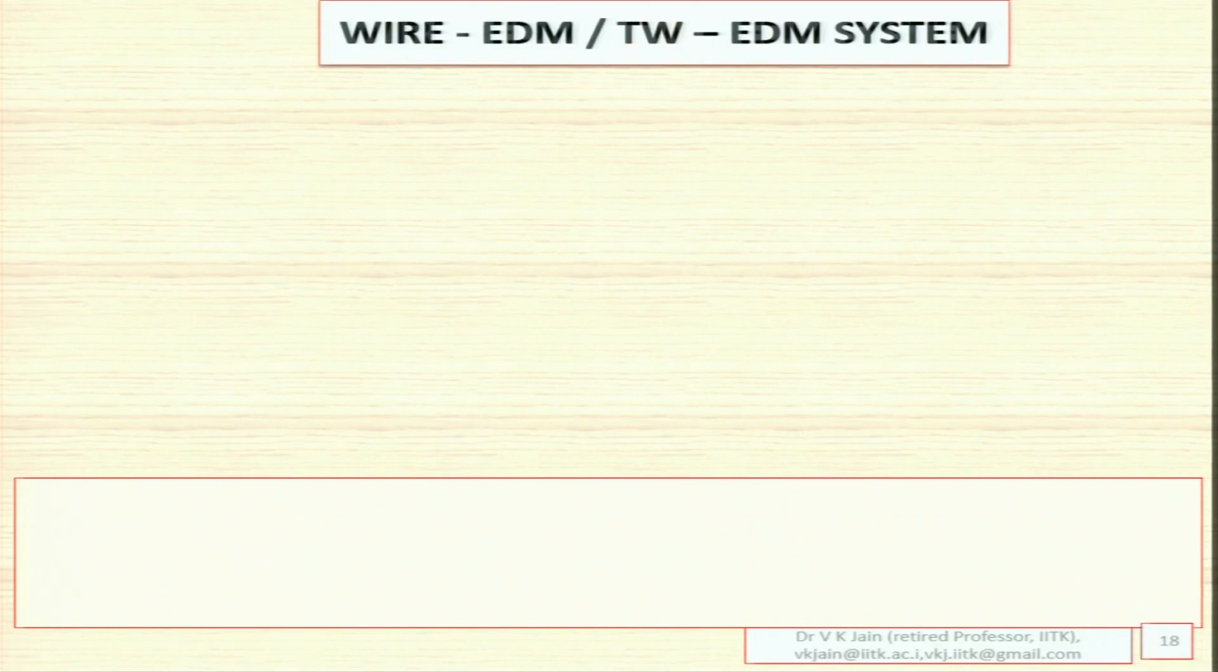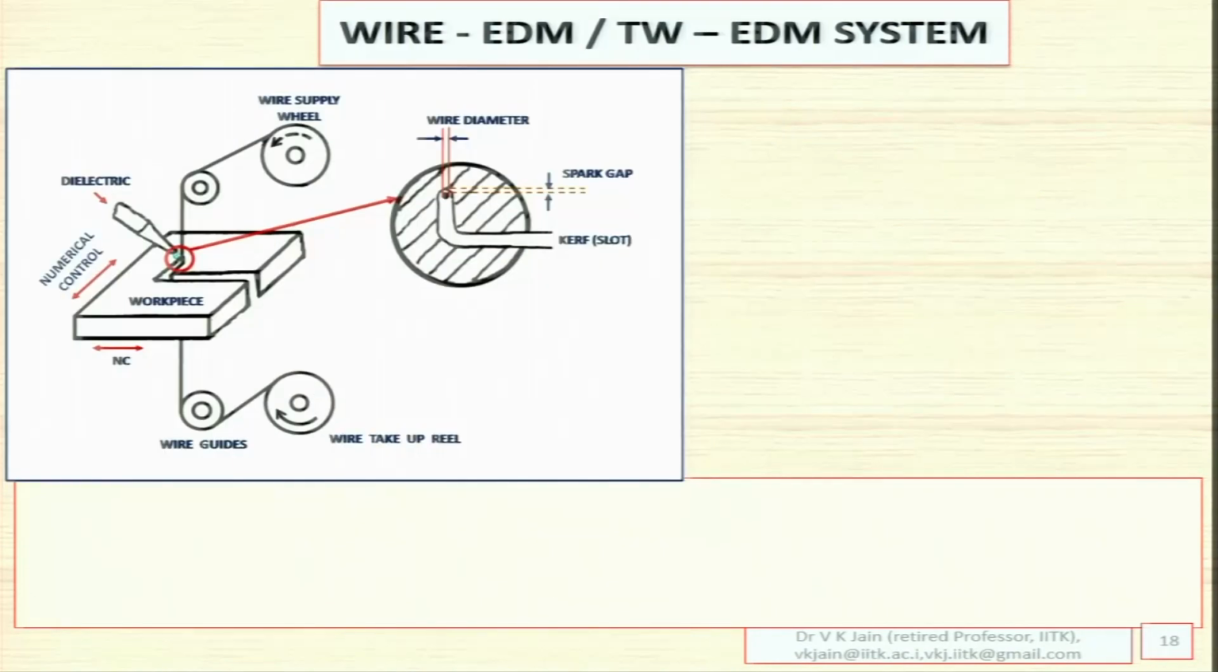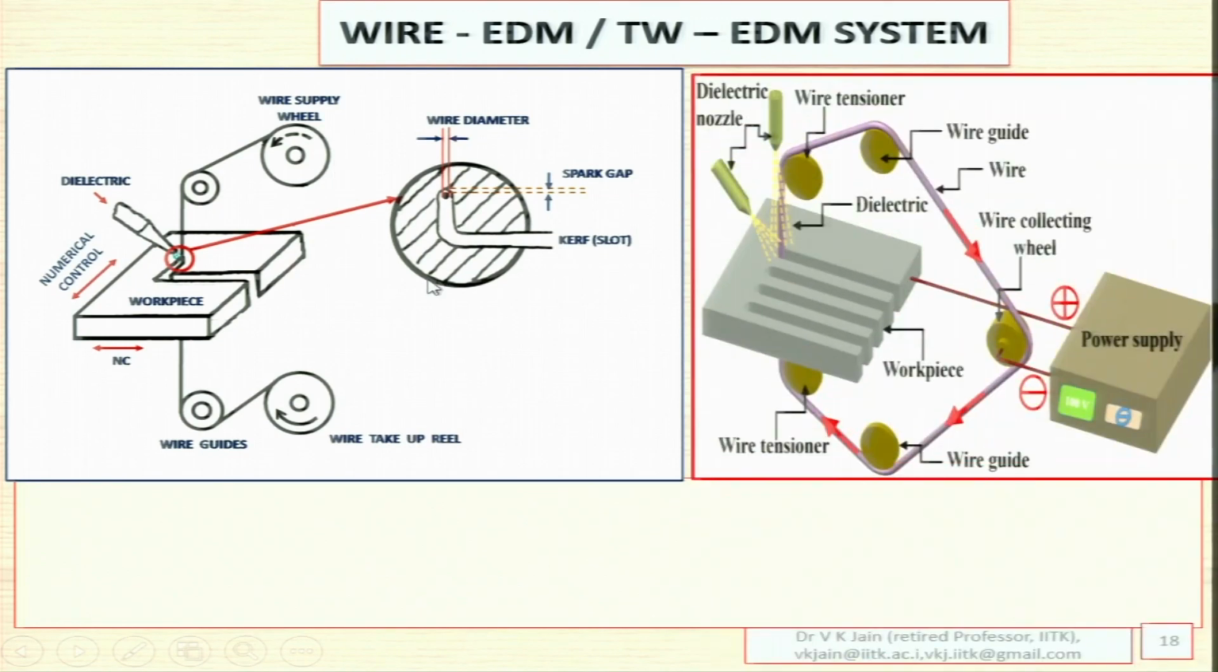Wire EDM, traveling wire EDM system. You can see here something we have already seen. This is the wire take-up reel, wire guides. This is the numerically controlled XY axis. This is the workpiece. This is the dielectric being supplied. Wire is there, and inside this is the kerf, that is the width between the two machined surfaces. As you can see over here, this is the wire, this is the wire diameter, this is the spark gap, and this is the kerf slot, and this is the wire supply view.